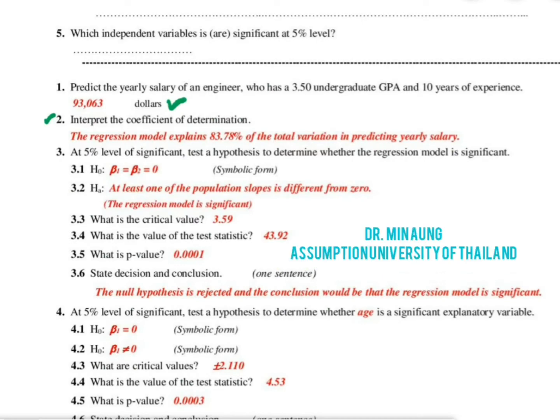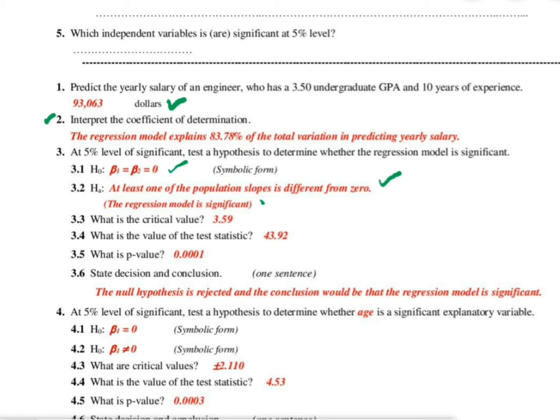At 5% level of significance, test the hypothesis to determine whether the regression model is significant. Our equation has x1 and x2, therefore beta 1 and beta 2. H0: beta 1 and beta 2 are 0. HA: beta 1 not 0 or beta 2 not 0 or both not 0. Yeah, you can write it also like this.